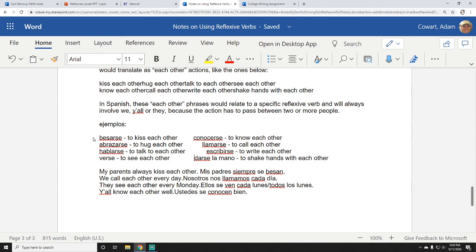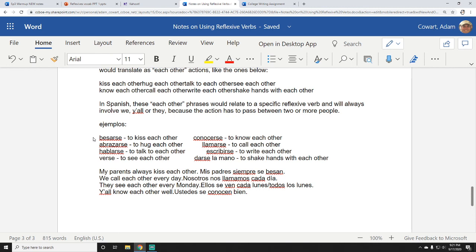All right, so we have besarse, to kiss each other, abrazarse, to hug each other, hablarse, to talk to each other, verse, to see each other, conocerse, to know each other, llamarse, to call each other, escribirse, to write each other, like if you're writing emails or letters or messages, and then darse la mano is to shake hands with each other. All right, so let's look at our examples here.